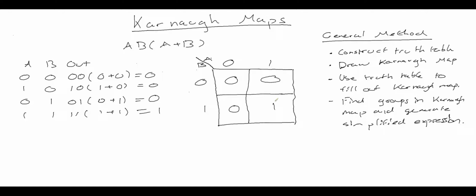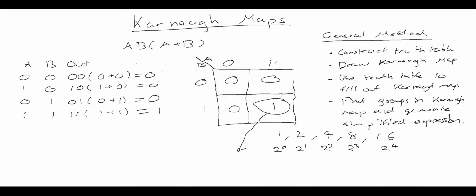So the only group of 1 we've got in our Karnaugh map at this stage is this one on its own here, and that counts as a group. The size of a group can be any power of 2, so 1, 2, 4, 8, 16, and so on. And we then take these groups and get our simplified Boolean expression. So this is our only group here.